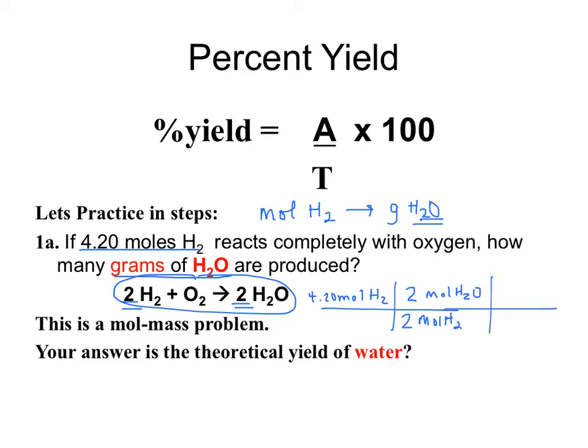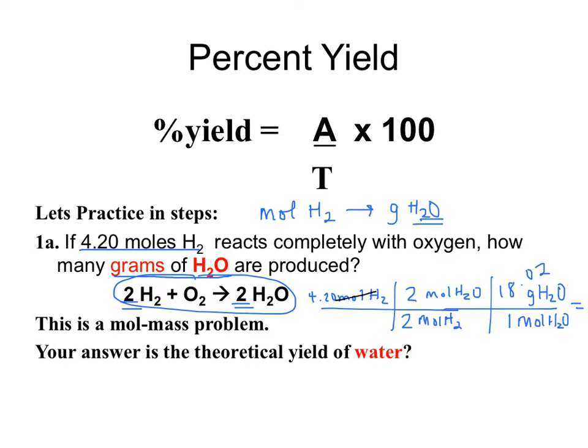And then I'm going to go one step further, and I'm going to get rid of moles of H2O, and I'm going to go to grams of H2O. Remember that moles and grams are related through the molar mass conversion factor, which says that 1 mole of a substance is equivalent to the molar mass of that substance. Water's molar mass is 18.02 grams.